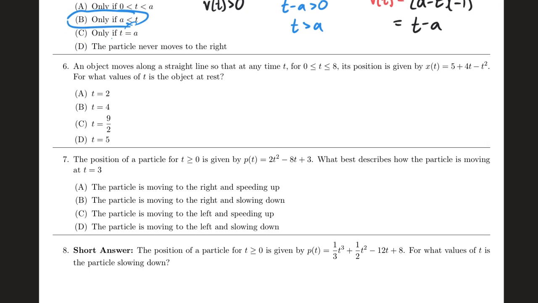Here we have another one, given its position graph. When is the object at rest? It's at rest when its velocity is 0. So we're going to take the derivative of our position graph, again, to get velocity.